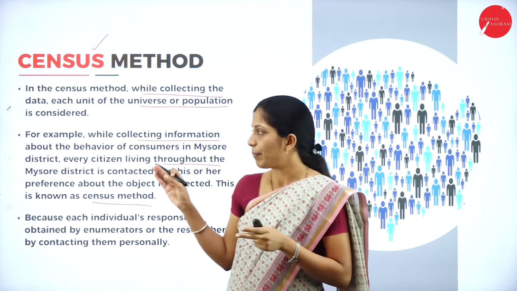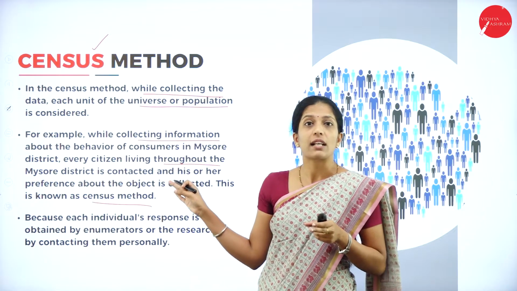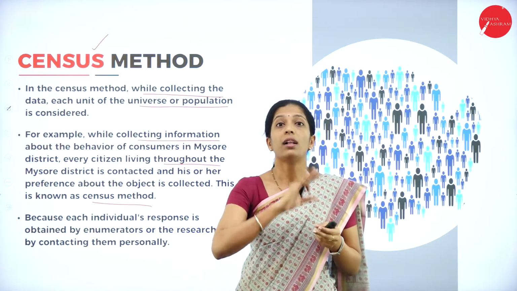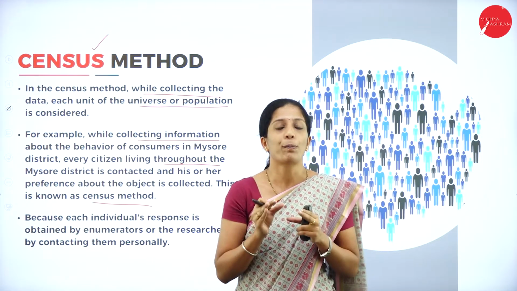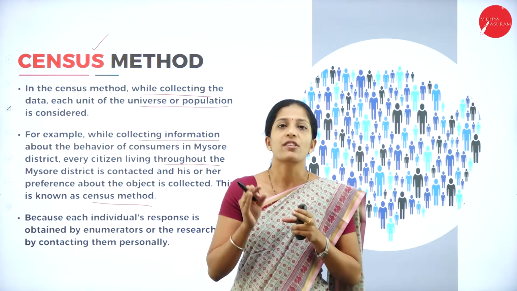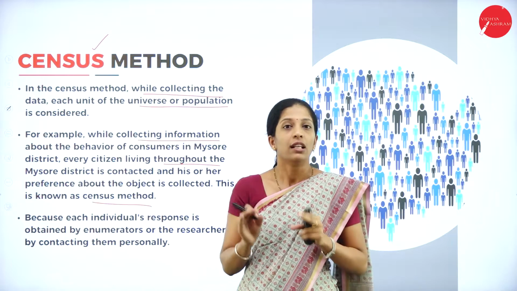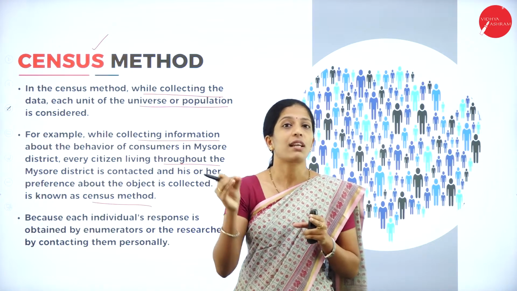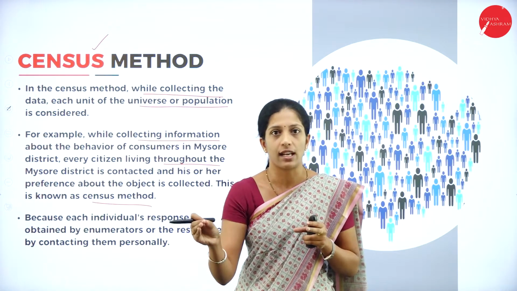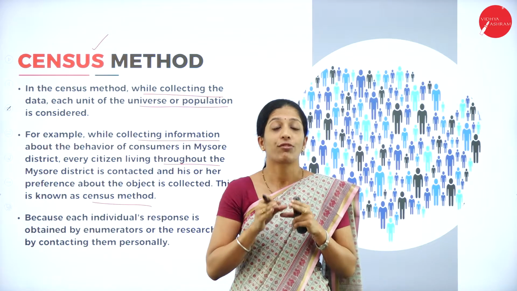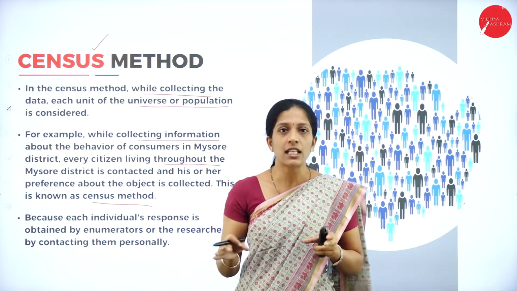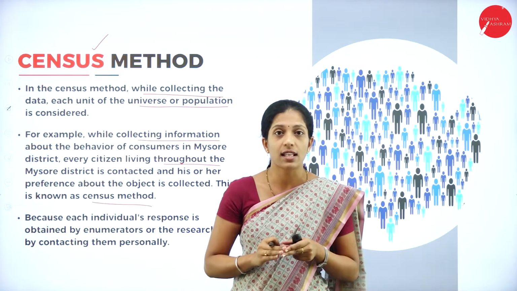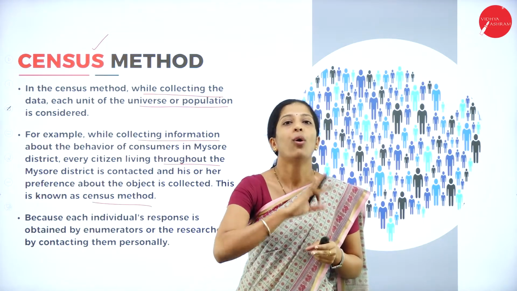Suppose in this example they are going to collect the information only from Mysuru, then all the individuals of Mysuru will become the population or the respondents. Suppose they want to collect the information from Bangalore, then Bangalore's whole population will become the respondents. In the same way, if they want to collect information from individual states, for example Kerala, then Kerala's whole population will become the respondents for research. So, this is known as what? Census method, where they consider the whole population.